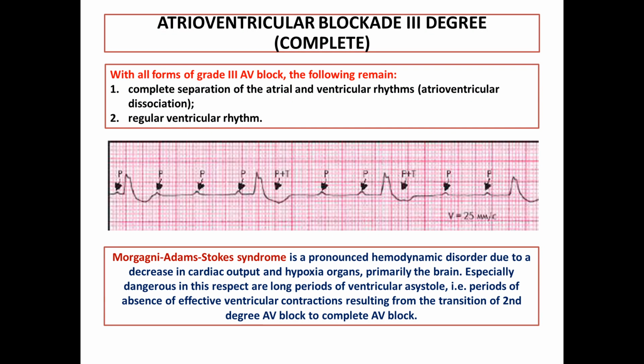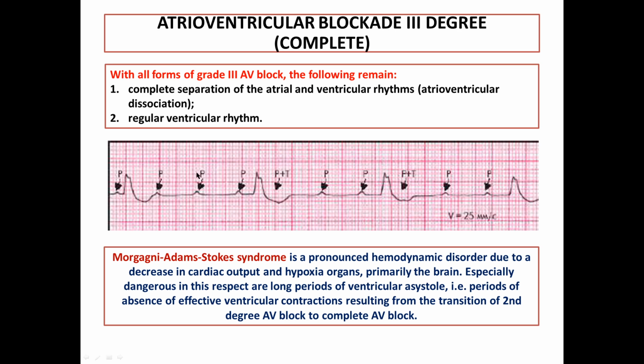And next is AV blockages third degree. This is complete blockage, complete separation of atrial and ventricular rhythm or atrioventricular dissociation, and characterized by regular ventricular rhythm. You see here our atriums, they contract from sinus node. Our ventricles contract from AV node. Sinus node may produce impulses from 60 to 80 impulses per minute, whereas ventricular complexes could produce only 40 to maximum 50.